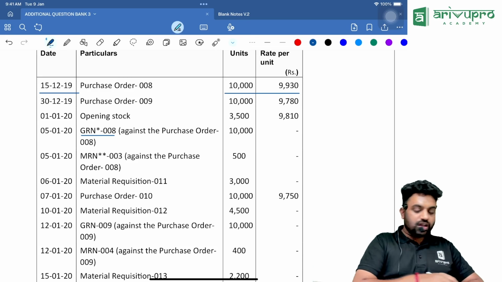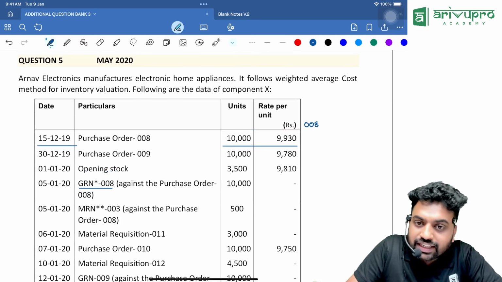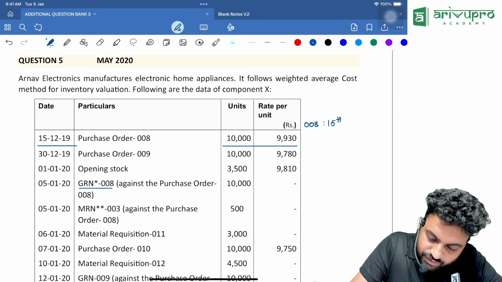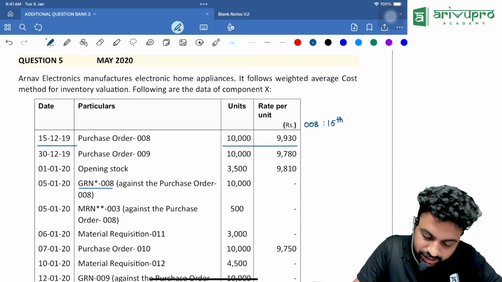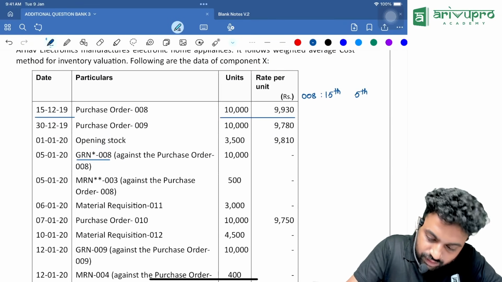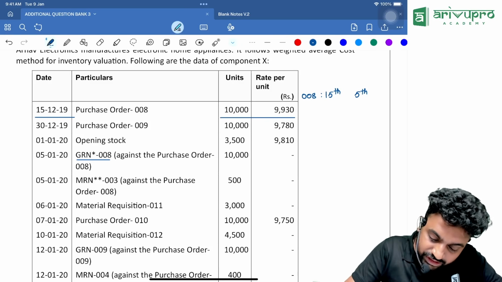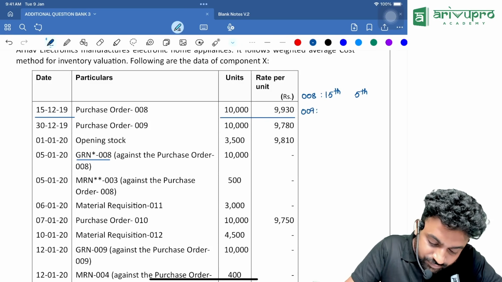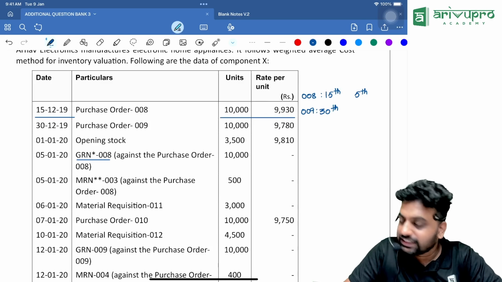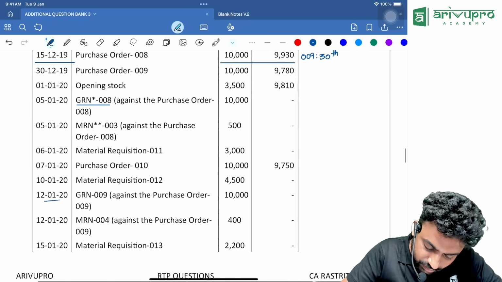So using the information given in the question, we are going to find out lead time. How, sir? See, purchase order number 008. When did you place the order? 15th of December you placed the order. Relating to that, when did you receive the goods? 5th of January you received the goods. Next, there is 009. On 30th of December you placed the order. And when did you receive the goods relating to that? 12th.